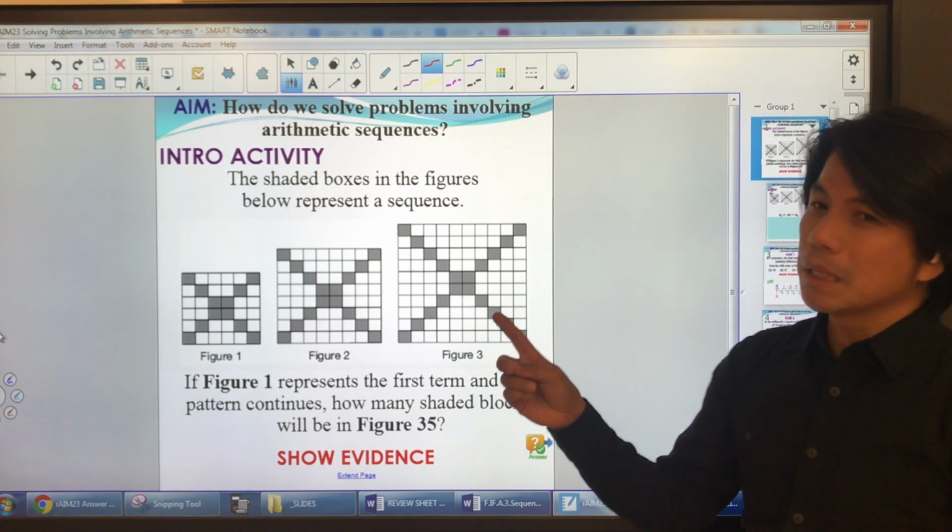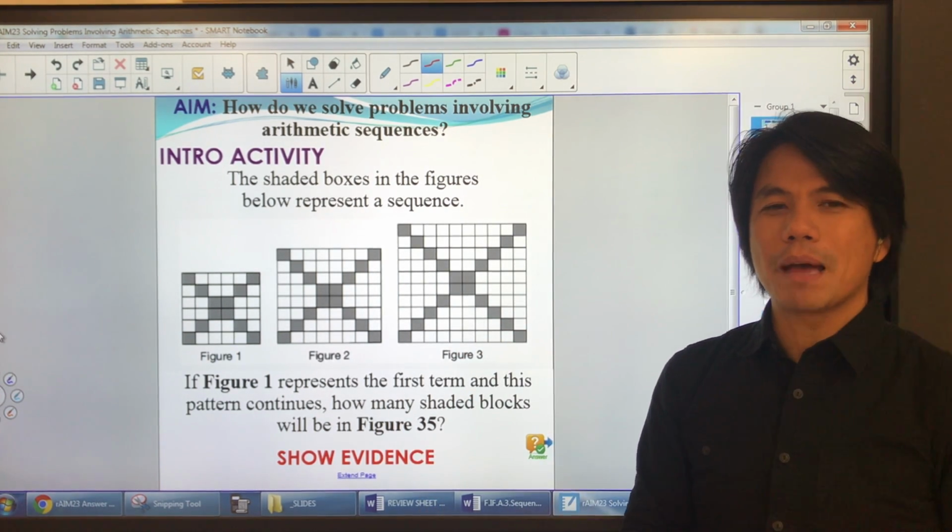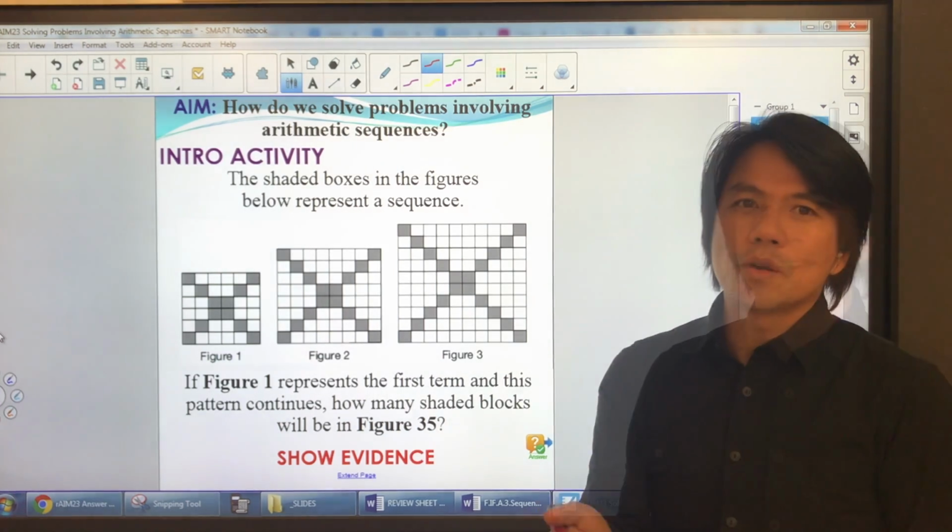Today we're going to learn how to solve problems involving arithmetic sequences. So go ahead and complete the intro activity first. Be sure to pause your video while you're doing it. Come back once you're done to check your answer. Let's go over this.